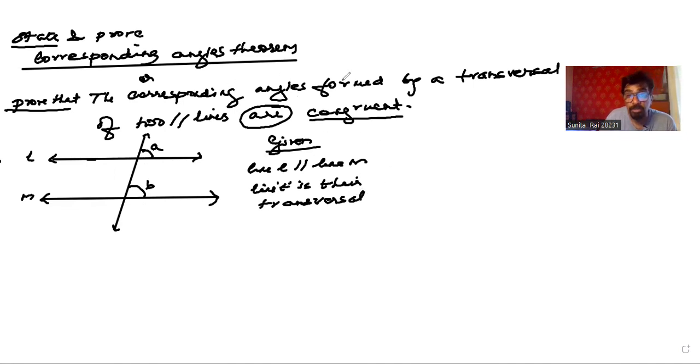Are they congruent? Corresponding angles formed are congruent. That means angle A is congruent to angle B. You want to prove angle A congruent to angle B. How can I prove angle A congruent to angle B?